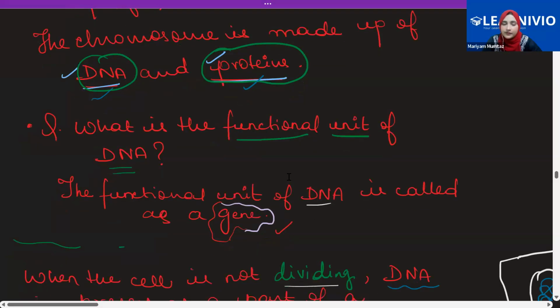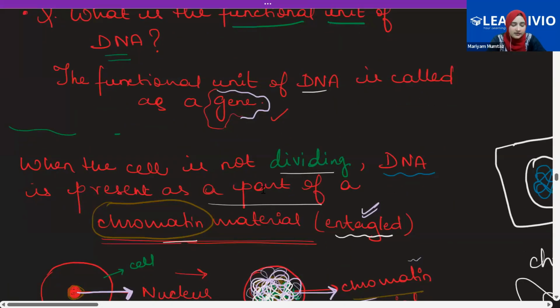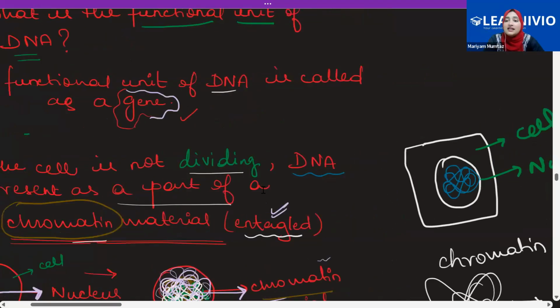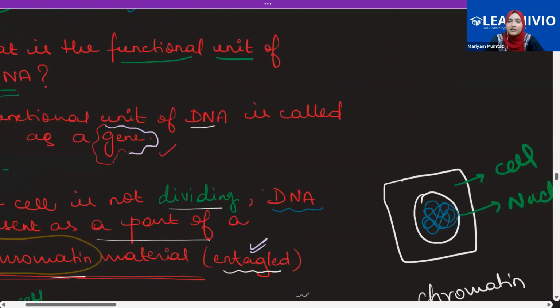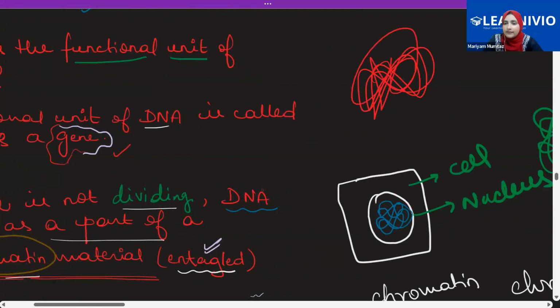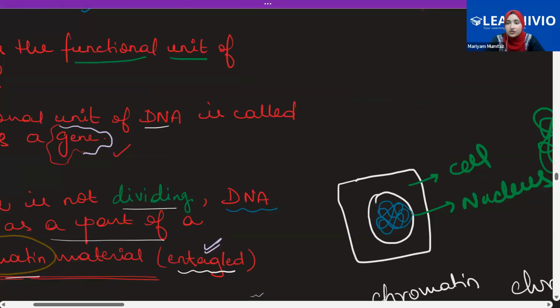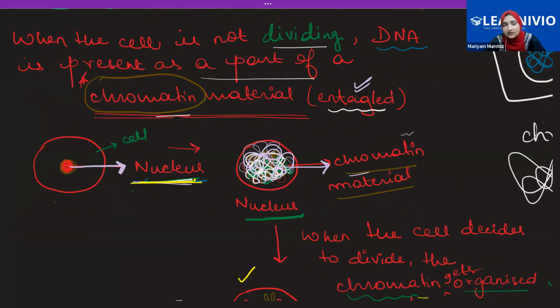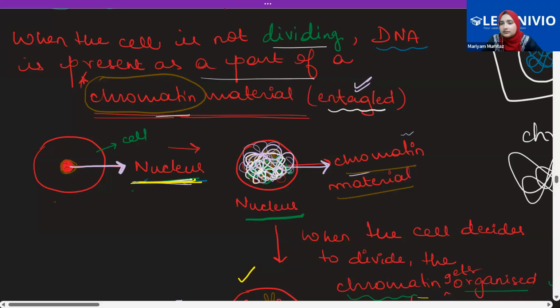Now moving forward, always remember that the cells divide to form new cells. Whenever the cell is not dividing, you cannot easily see the DNA clearly. It will be looking like this. This tangled mass that I just drew or scribbled is called chromatin. So whenever the cell is not dividing, the DNA is present as a part of chromatin material and it is entangled.